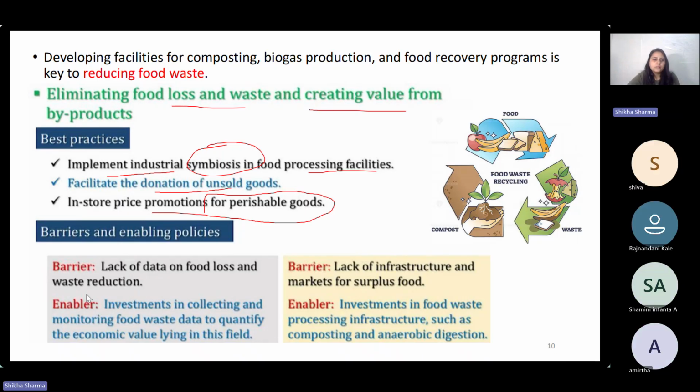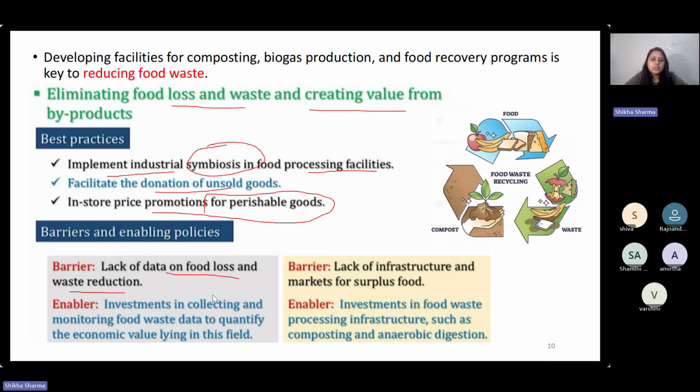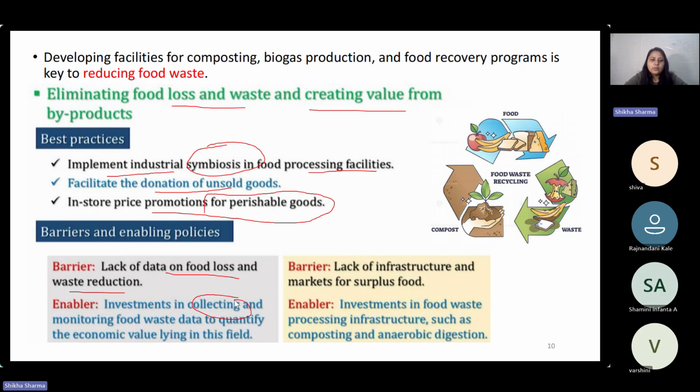The barriers in this are, first, the lack of data on food loss and waste reduction. For that, investment in collecting and monitoring food waste data should be there. We should invest in techniques which can collect data regarding food waste to quantify the economic values lying in the food waste and how we can prevent it. For this, we need to have some data. And second is the lack of infrastructure and markets for surplus food. So we need to invest in infrastructure which can reduce food waste.